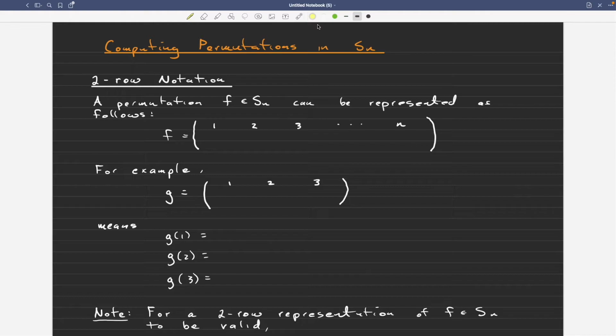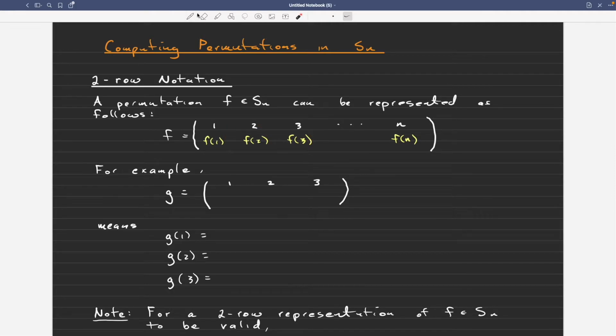First of all, I think this is pretty natural. A permutation in S_n can be represented as follows. I've got this two-row notation set up here, and the top row is just the integers listed in order from 1 to n. Just below that, I'm going to put the function value: f of 1 here, f of 2 here, f of 3 here, and f of n in the last spot. This tells me the function maps 1 to this number, 2 to this number, 3 to this number, and so on.